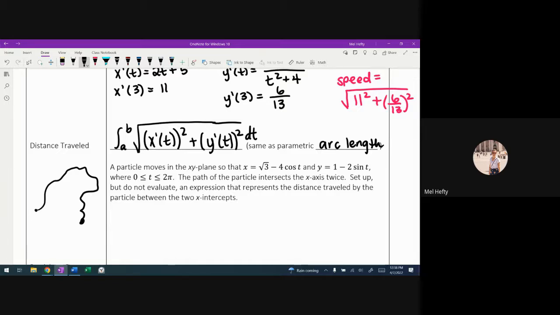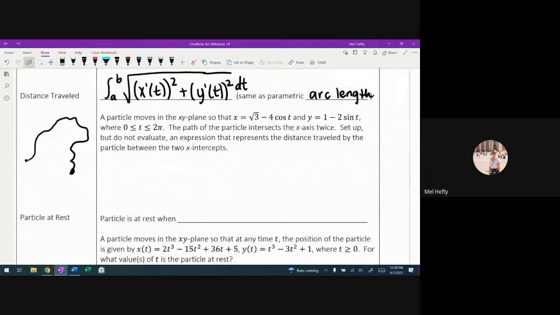All right, let's talk about this particle. Let's do some trig, because I know that's what you guys want to do on the Thursday before break. We have a particle moving in the XY plane. There's its x, there's its y. We know t is between 0 and 2 pi. We want to know the path of the particle. The path of the particle intersects the x-axis twice. We're going to set up but not evaluate an expression that represents our distance traveled between those two x-intercepts.